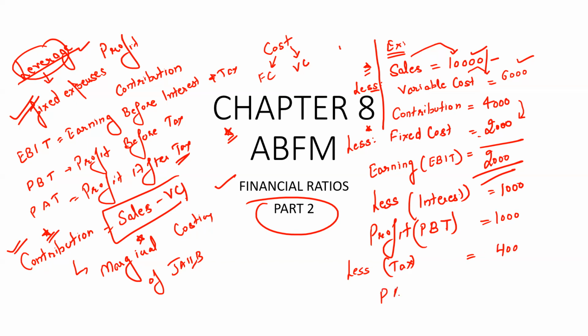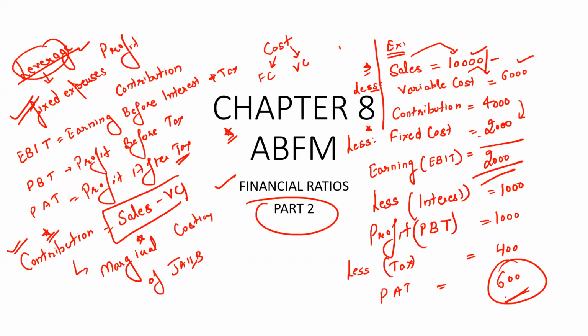So what is PAT? That is profit after tax. 1,000 minus 400, that is 600. Clear? 600 is the profit after tax here. So please tell fast now, up to this much point.